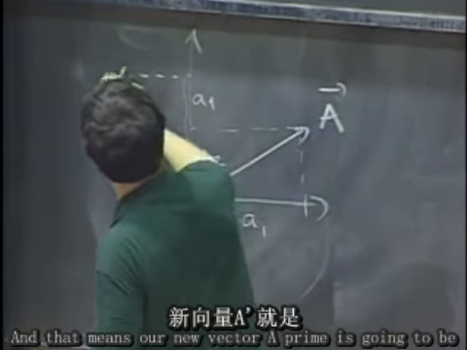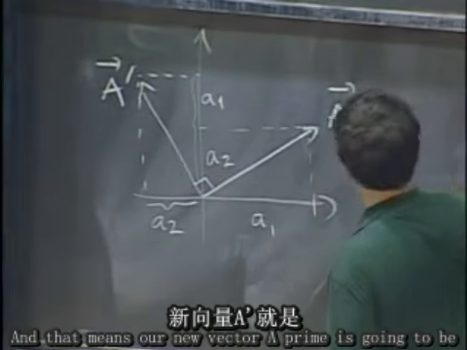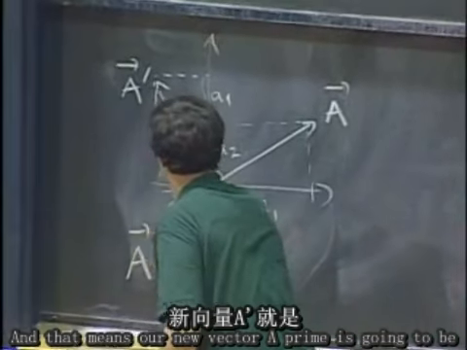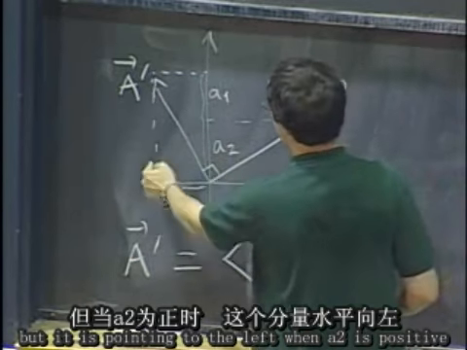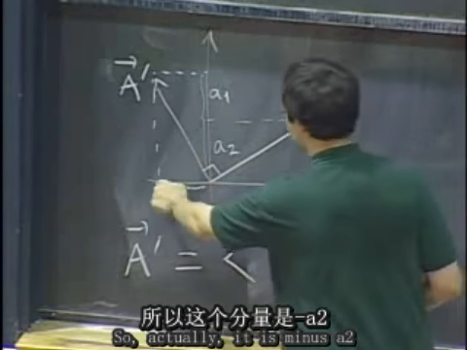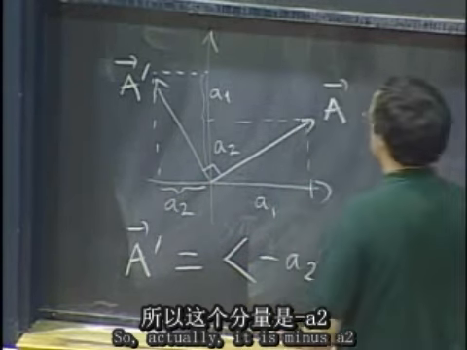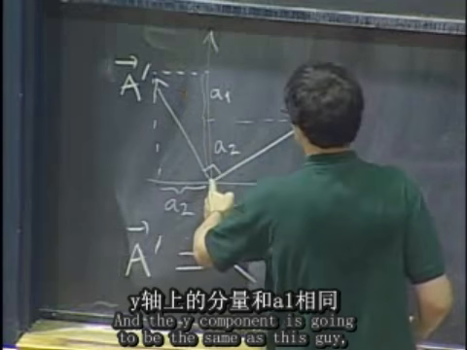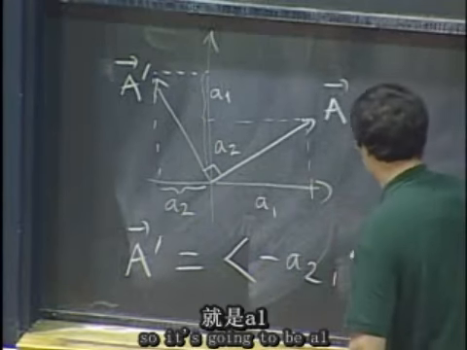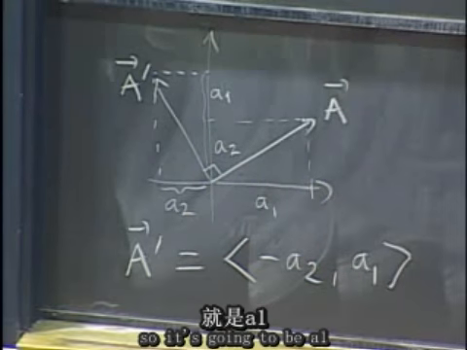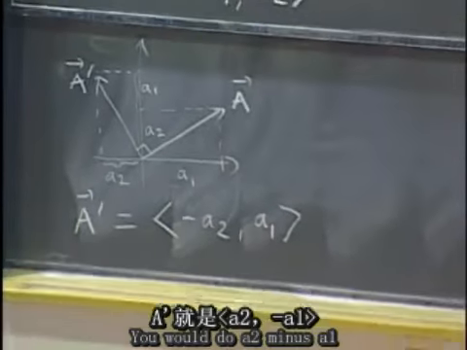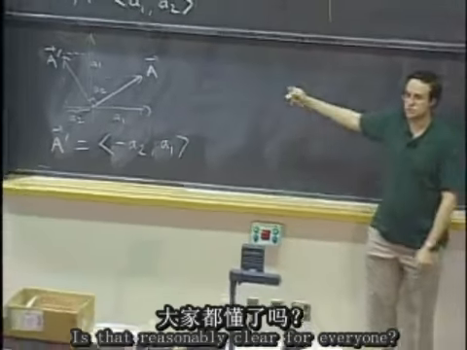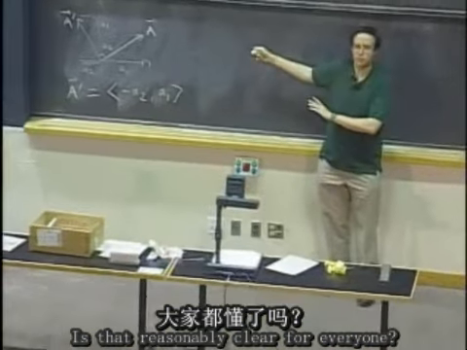And that means our new vector A prime is going to be, well, the first component looks like an A2, but it's pointing to the left when A2 is positive. So actually it's minus A2. And the Y component is going to be the same as this guy, so it's going to be A1. Okay. If you wanted instead to rotate clockwise, then you would do the opposite. You would do A2 minus A1. Okay, is that reasonably clear for everyone?